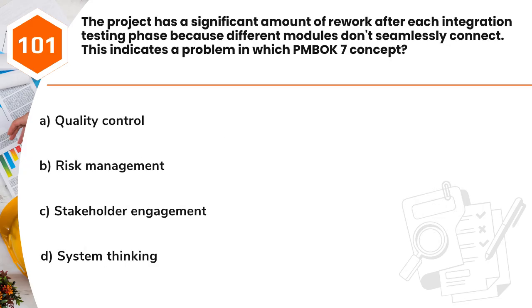Question 101. The project has a significant amount of rework after each integration testing phase because different modules don't seamlessly connect. This indicates a problem in which PMBOK 7 concept? A. Quality control. B. Risk management. C. Stakeholder engagement. D. System thinking.